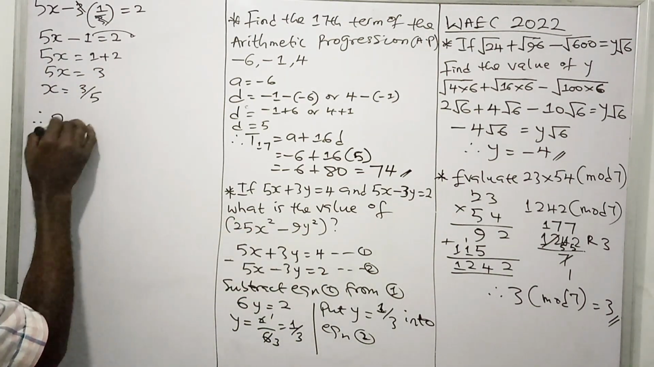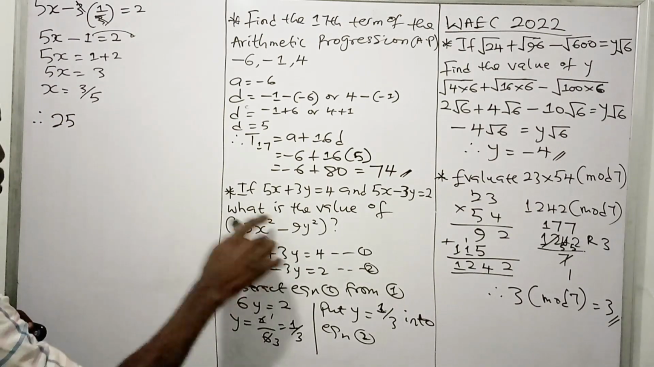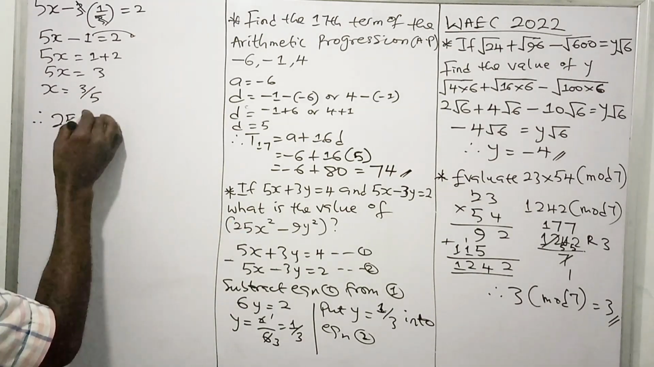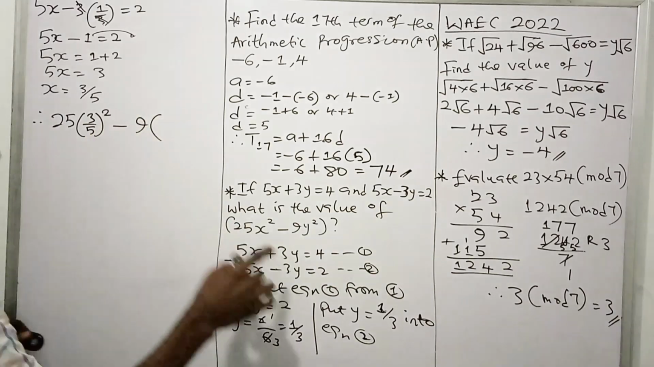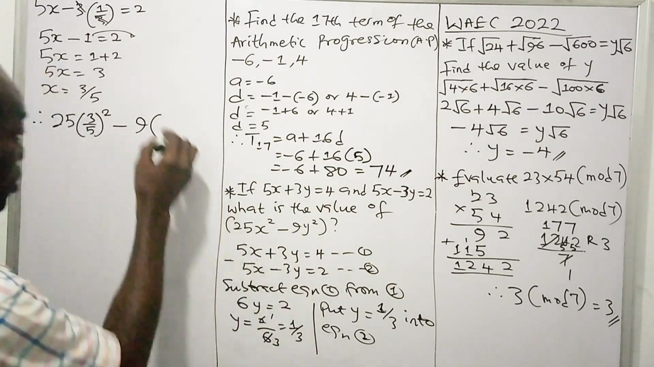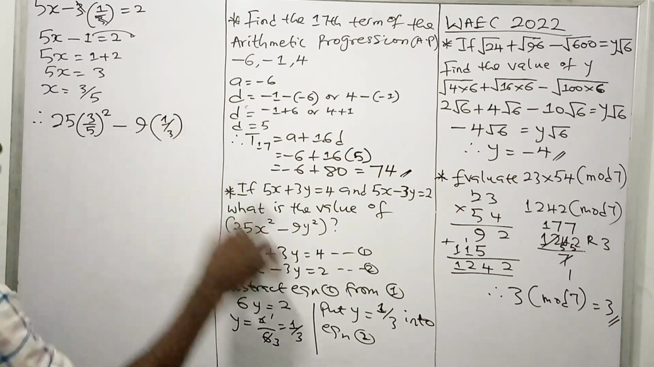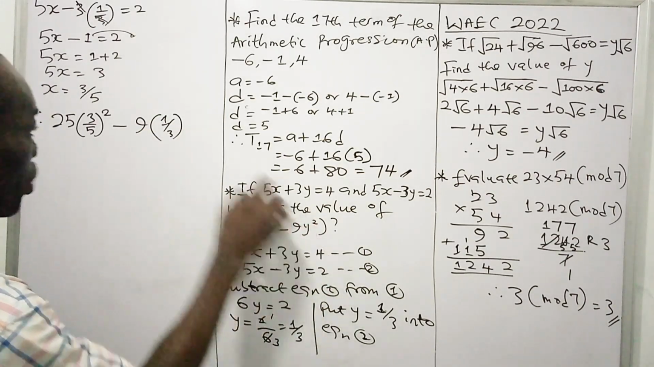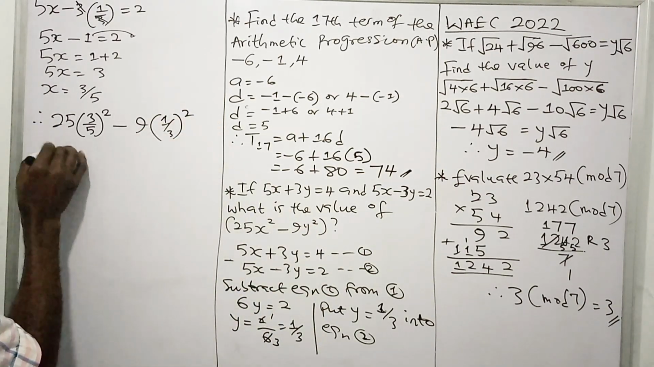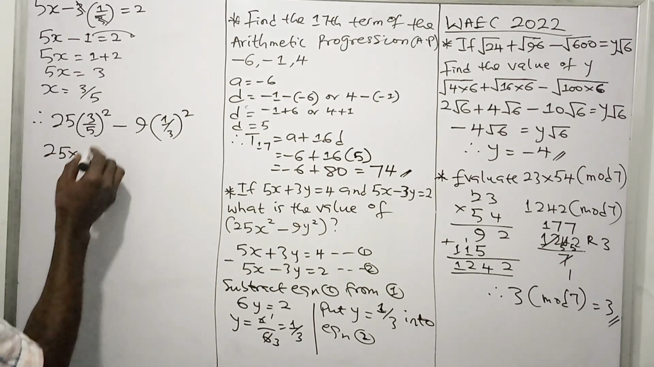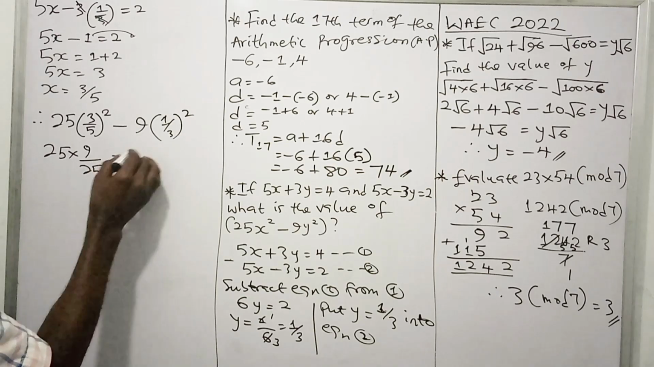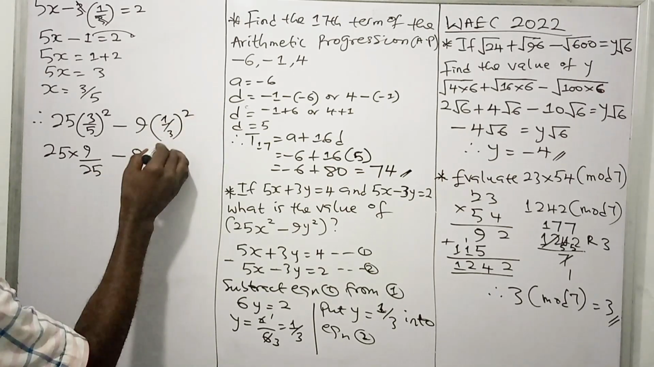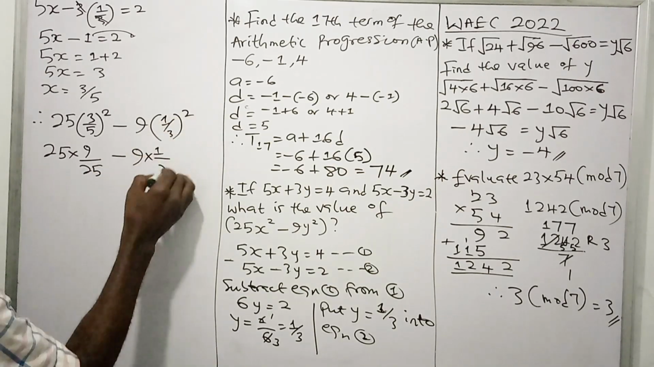So therefore, that will give us 25x squared. The value of our x is 3 over 5. So that will be 3 over 5 all squared minus 9. The value of our y is 1 over 3. But that will equally be squared because the y is squared here. So here we have 25. They are connected with multiplication sign. 3 squared is 9. 5 squared is 25. Here also 1 squared is 1. And 3 squared is 9.